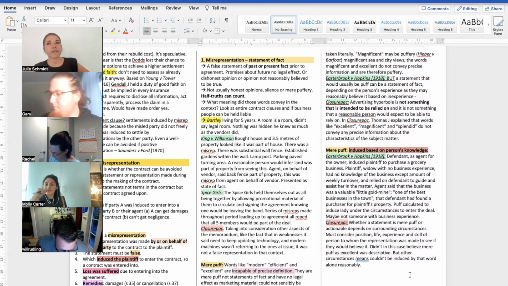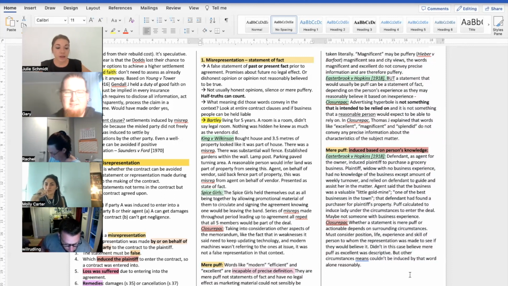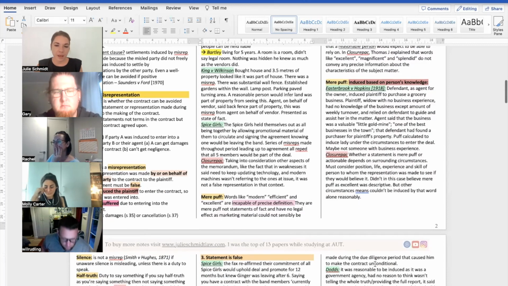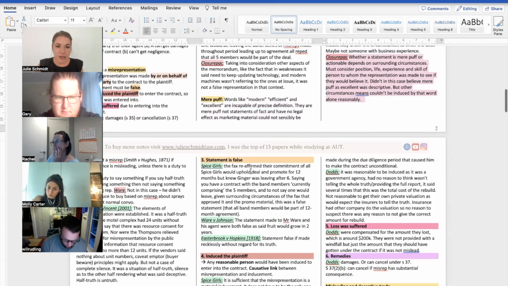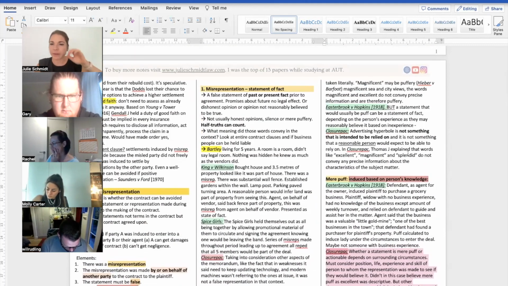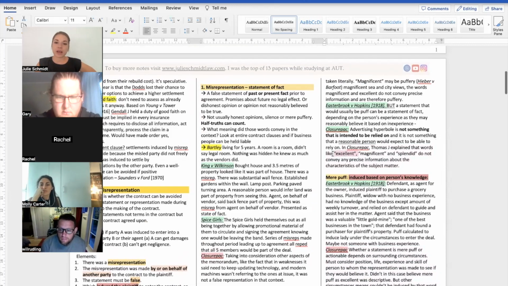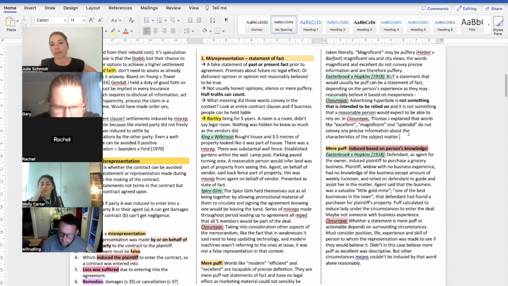So if the statement can be a definable, objective fact, then that wouldn't be mere puff. If it is incapable of being defined, then it would be mere puff. I'm thinking of Carlill. The words were like modern, efficient. Yeah, here we go. Excellence, magnificent, splendid generally don't convey a specific meaning, but excellent could be relied upon because that's more capable of definition.